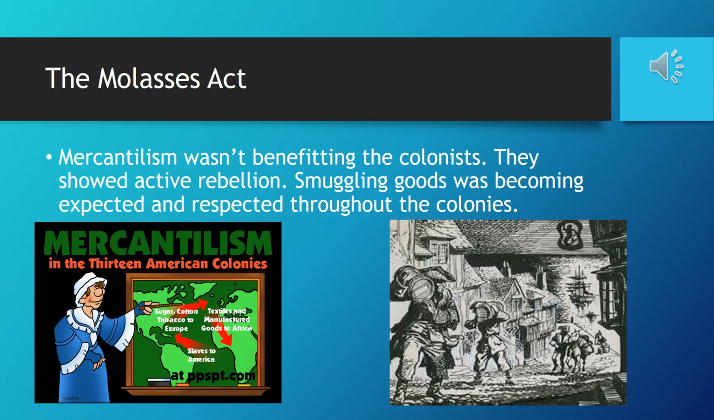Salutary neglect was intended to help the colonies, however it did the exact opposite and didn't help them in any way whatsoever. This eventually led to the complete ignorance of mercantilism in total. The colonists began showing active rebellion by getting cheaper goods by importing them from other nations. The Molasses Act said to import molasses only from the mother country of Britain or the colonies, but it was completely ignored. Eventually, smuggling was beginning to be expected and respected by the people.